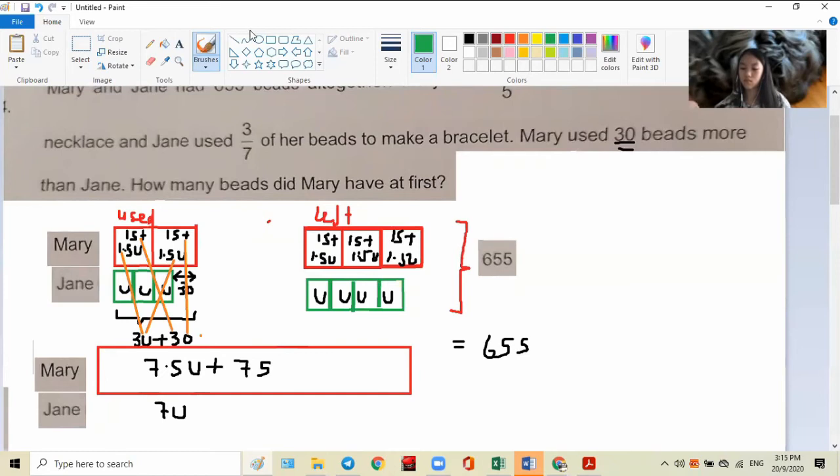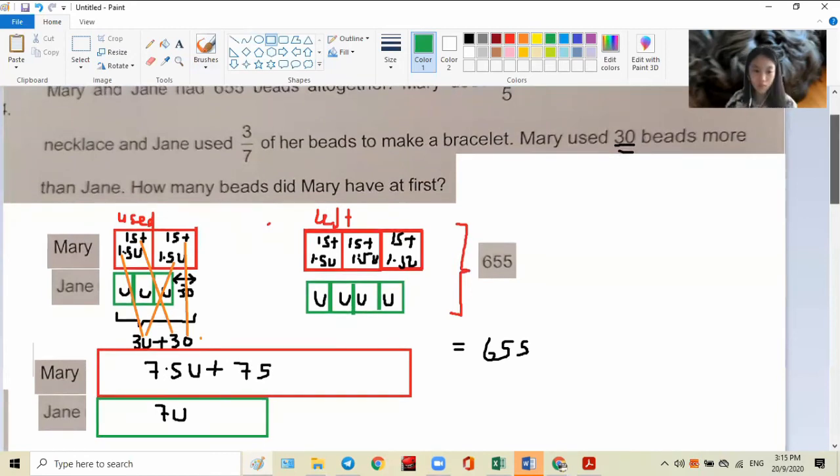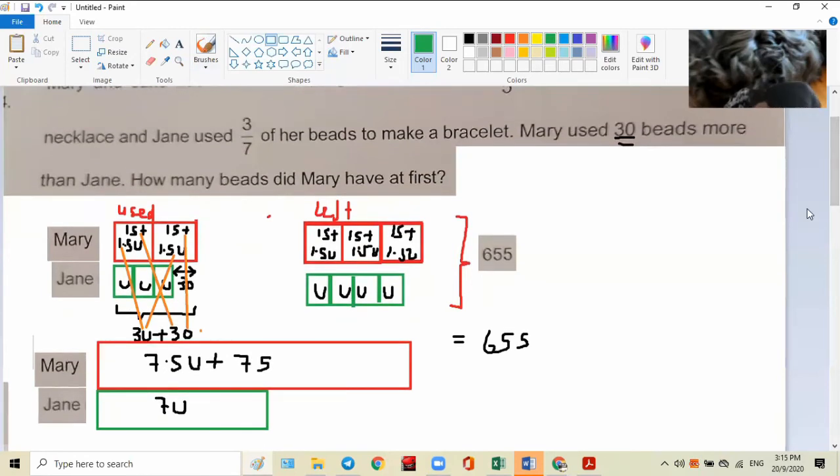Jane is the green colored one. The 7 units is like that. Do you understand? Sophia, can you understand what I'm doing? The trick is you must know that the red box is 1.5 unit plus 15. Sophia, can you respond? Yep. So what do I write? Add together is 14.5 units. Okay, I write for you.